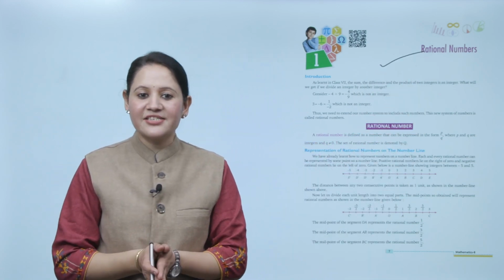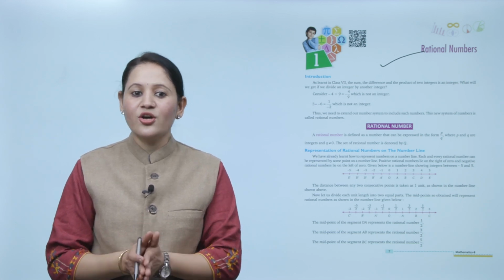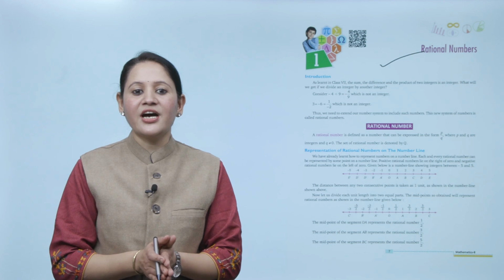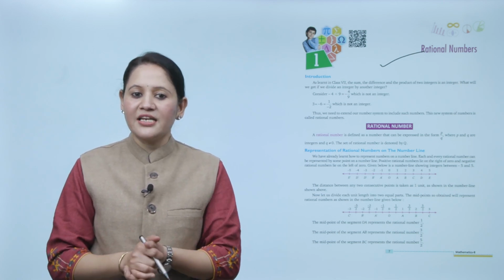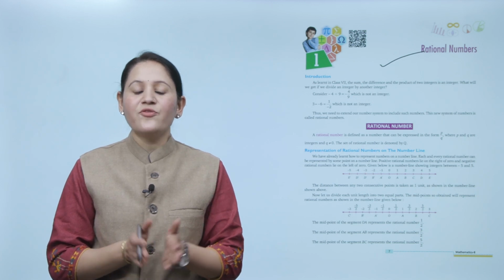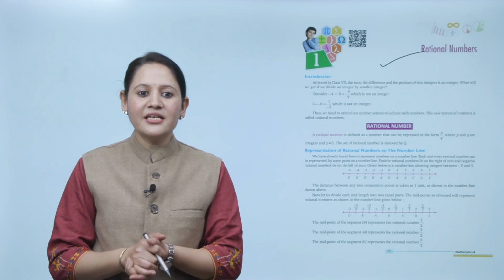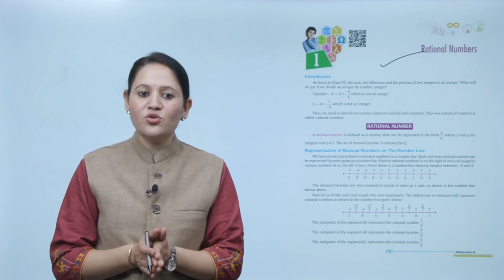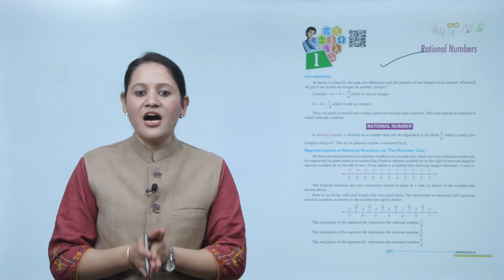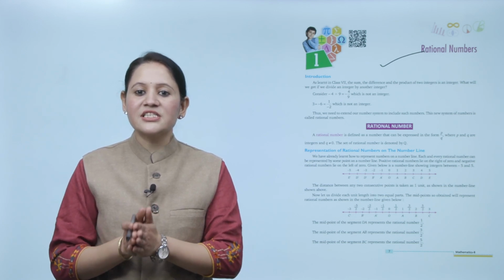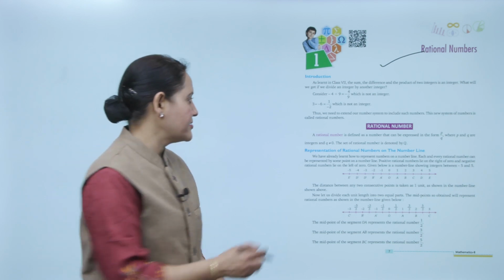Introduction. As learned in class 7th, the sum, the difference and the product of two integers is an integer. What will we get if we divide an integer by another integer? Consider 4 divided by 9, that is equals to 4 upon 9, which is not an integer. 3 divided by minus 6, that is equals to 1 upon minus 2, which is also not an integer. Thus, we need to extend our number system to include such numbers. This new system of numbers is called the rational numbers.